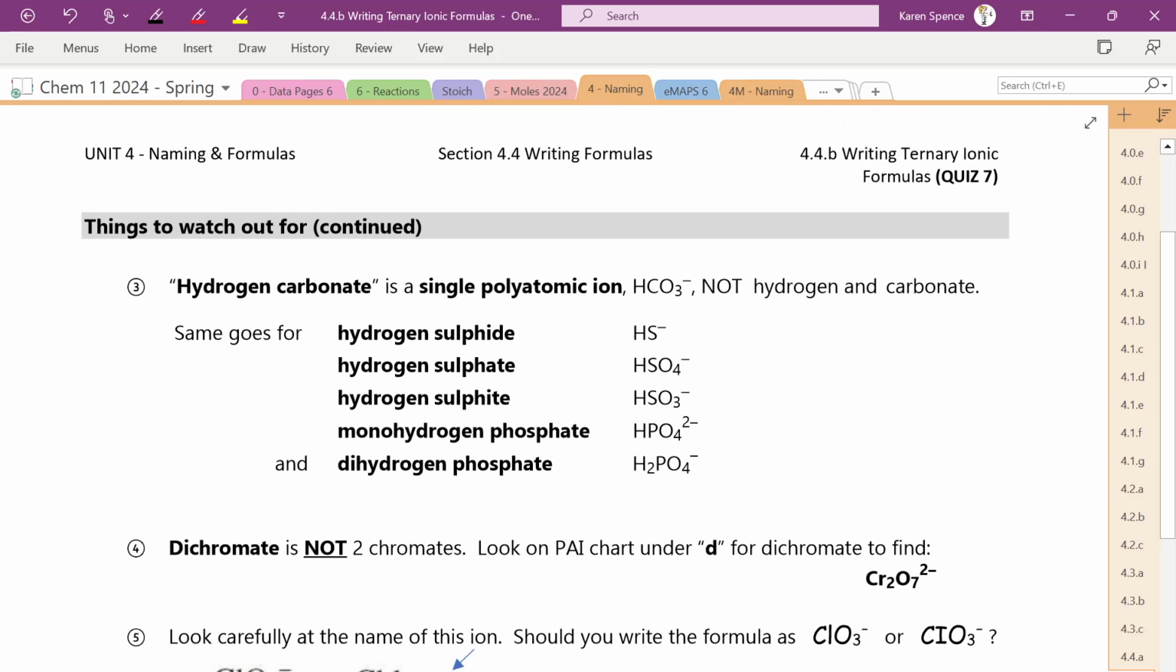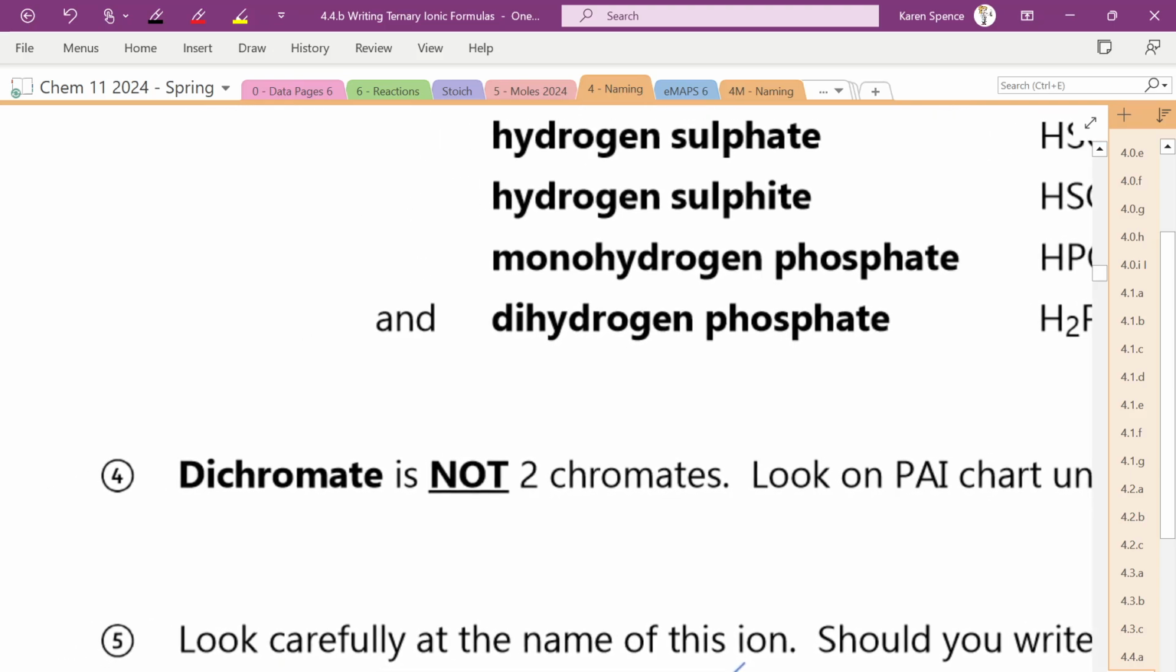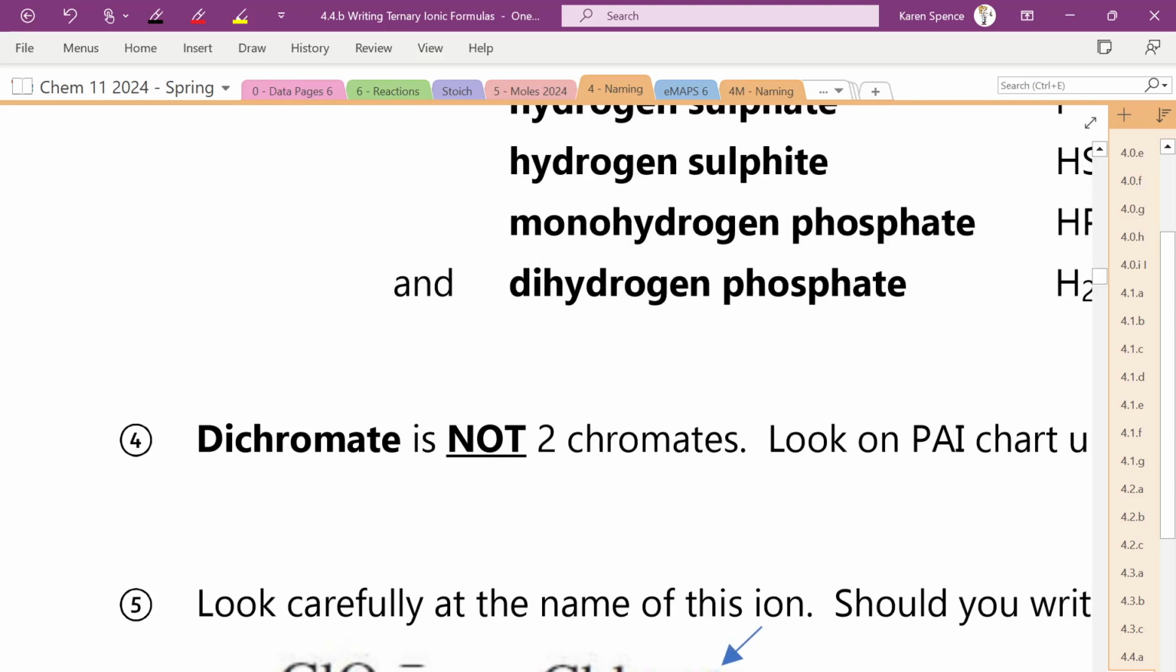Things to watch out for. Okay, I don't know how many times to say this. I need to say it at the beginning of your class. Dichromate is not 2 chromates. Everyone say it with me. Dichromate is not 2 chromates. Now, you guys get all excited. You're like mono, di, tri, tetra. You remember all those from like grade 8, 9 and 10? Okay, those are for covalent compounds.